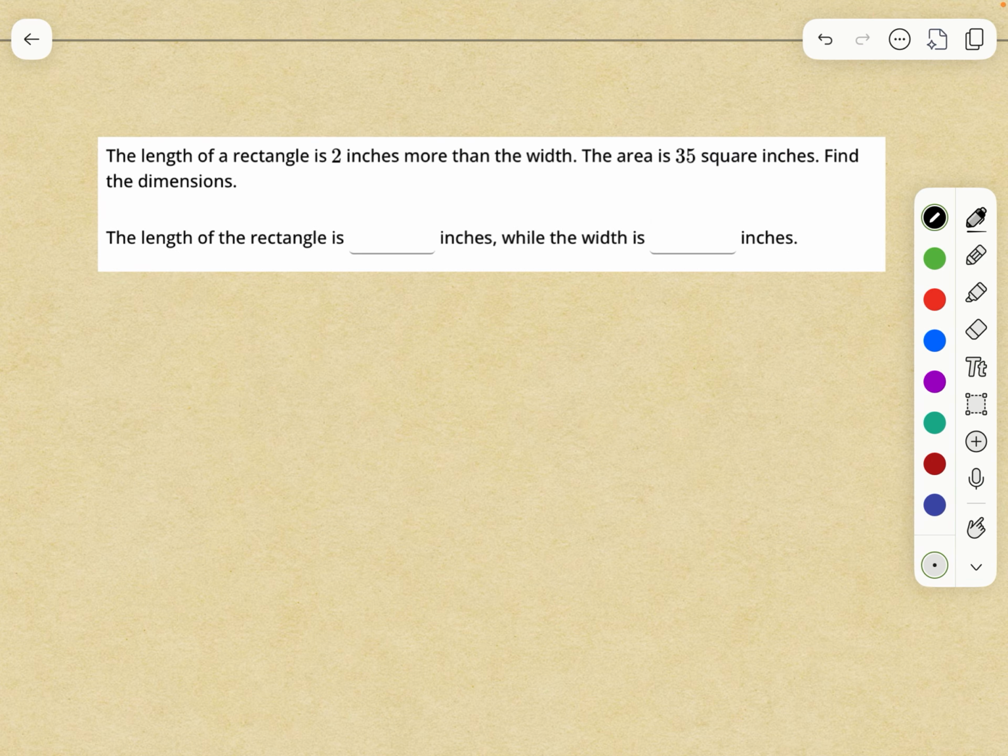Here's a word problem involving a rectangle. It says the length of a rectangle is 2 inches more than the width. The area is 35 square inches. Find the dimensions. So find the dimensions means find the length and width. So first let's draw the rectangle.